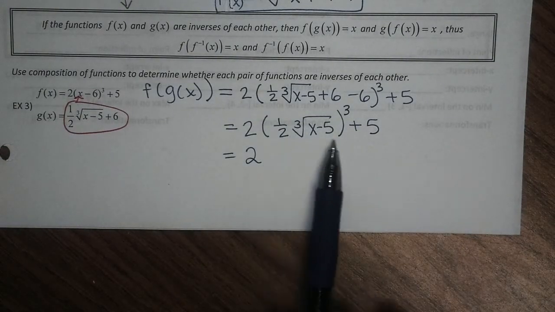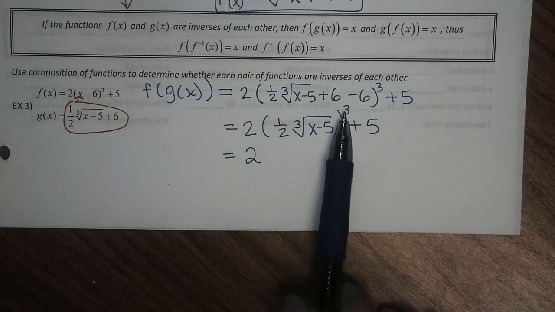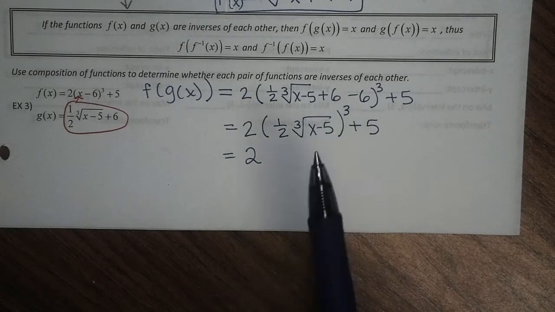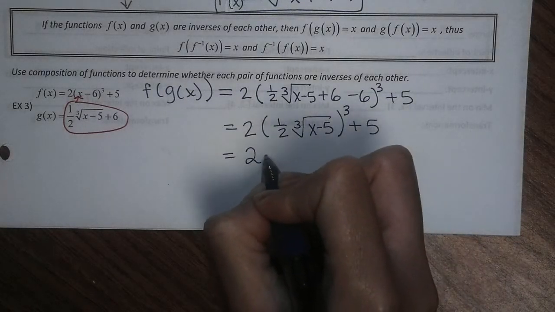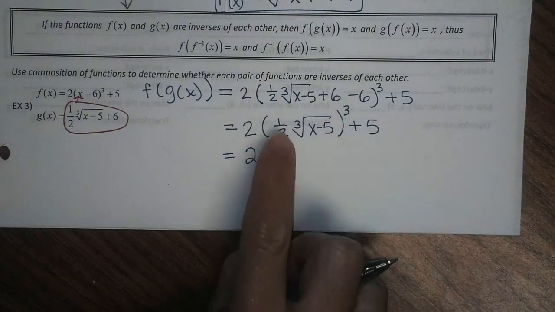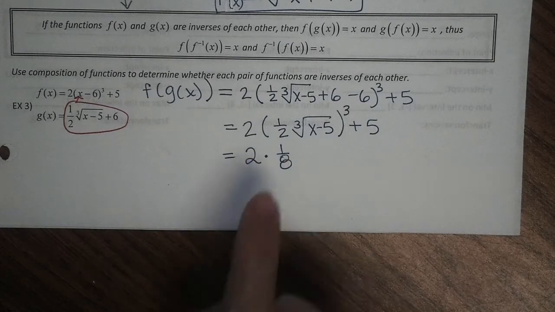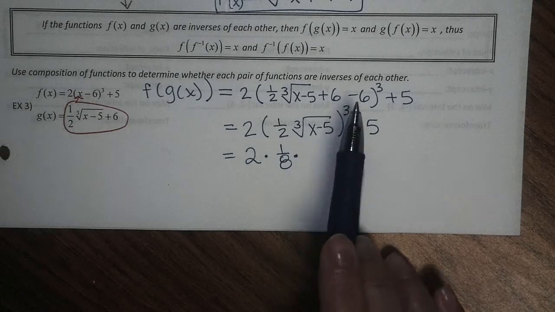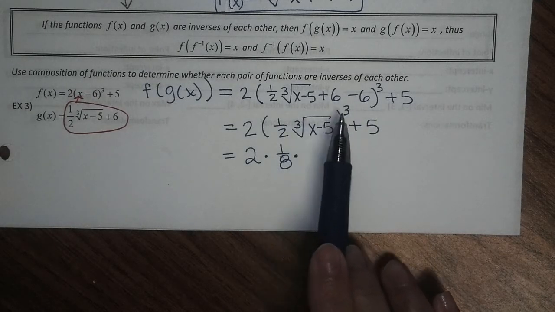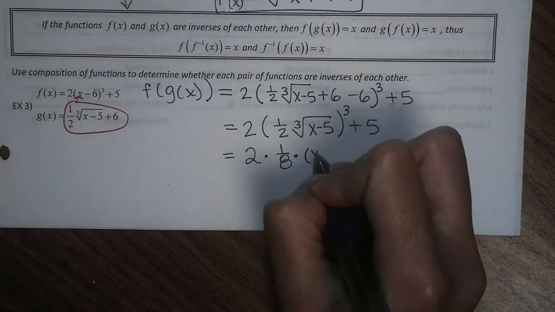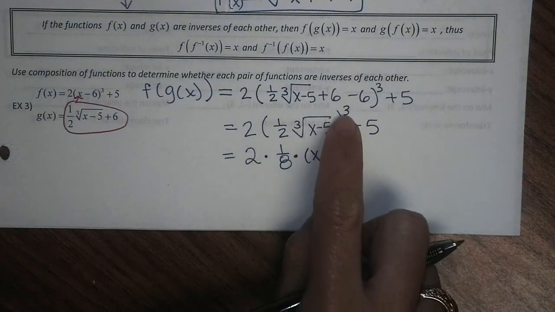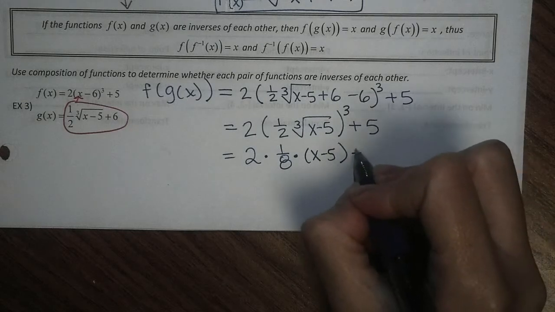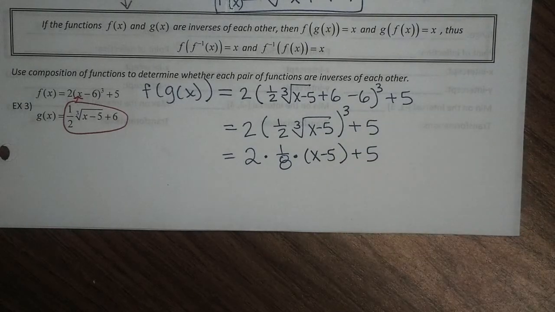To get rid of the parentheses here, we're going to have to cube the stuff in the parentheses. So 1/2 cubed becomes 1/8, since 1/2 times 1/2 times 1/2 is 1/8. Next, the cube root of x minus 5, if you cube that, that's just going to become regular x minus 5 because the cube root cancels that cubic. And then finally, I have a plus 5. Okay, so let's see if this is going to give you x.